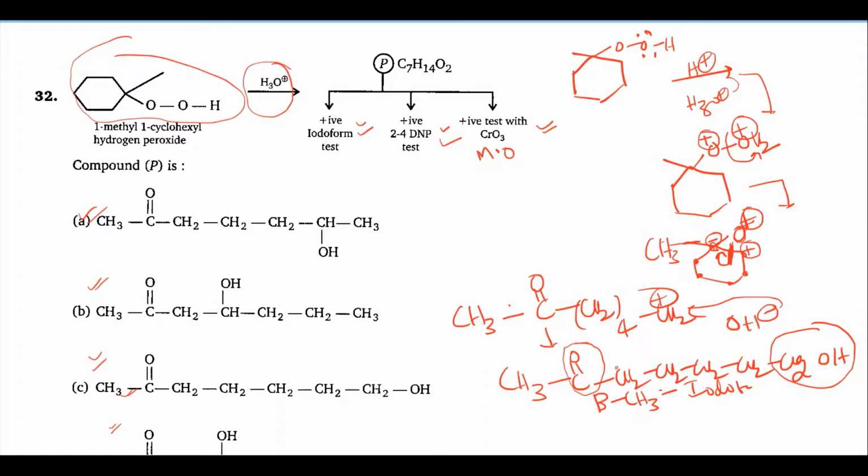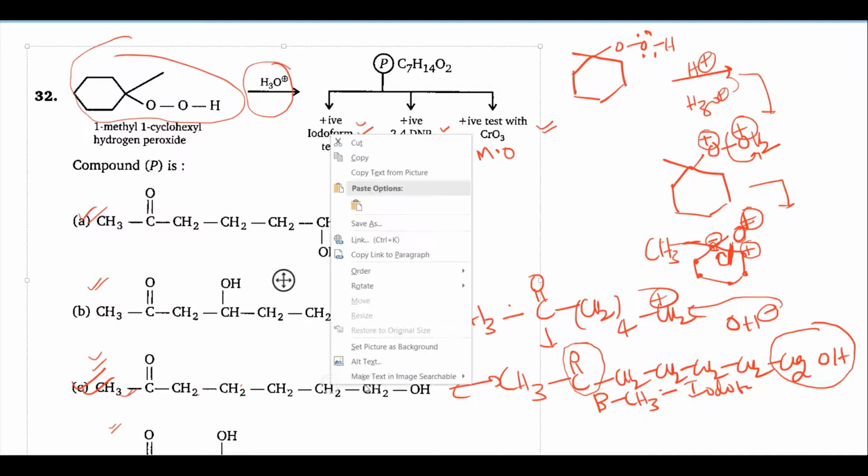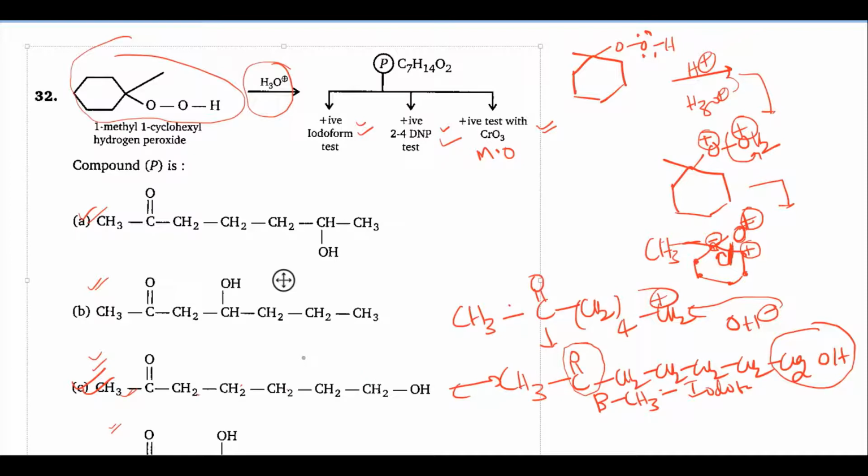So for 32, you can see here option C is correct. This and this are the same: CH2 four times and the fifth time. Option C is the correct answer. So this is the explanation. I hope you understood. So next, question number 33.